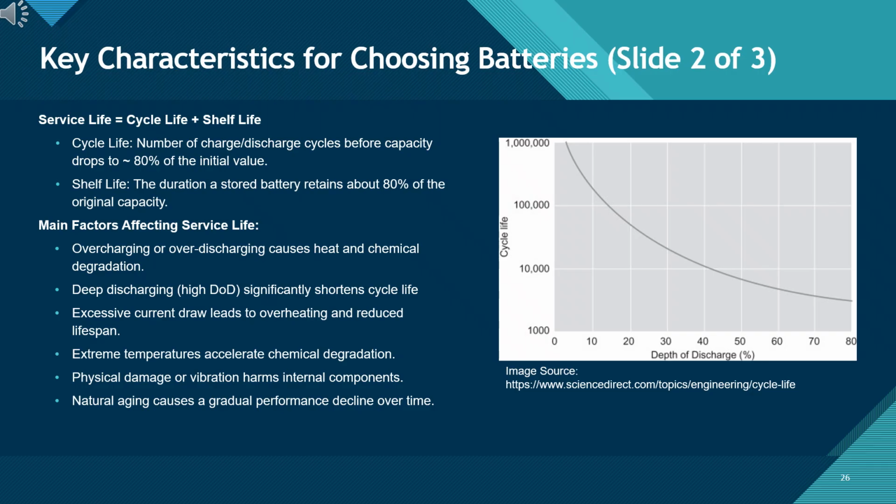Overcharging or overdischarging generates heat and causes chemical degradation. Deep discharges, what we call high depth of discharge, are especially damaging, and you can see that clearly in the graph on the right. The deeper the discharge, the shorter the cycle life. High current loads, extreme temperatures, physical shock, and vibration also accelerate wear. And even under ideal conditions, all batteries naturally age over time. So, when selecting or managing batteries, minimizing stress and controlling operating conditions goes a long way toward extending their useful life.